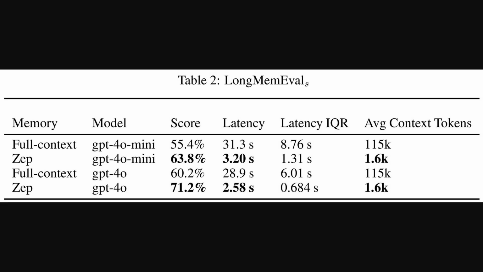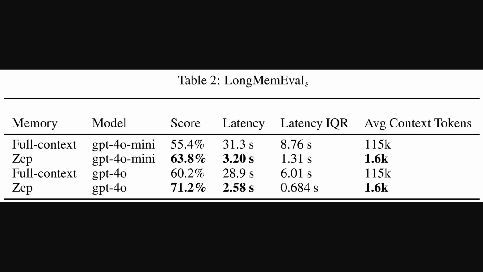But the researchers felt that DMR benchmark was a bit limited, especially for real-world enterprise-type tasks. So they also tested ZEP on a new, more challenging benchmark they created, called Long Mem Eval. This table shows those results. Here again they compare ZEP against just feeding the full conversation context to the model, using both GPT-4o mini and the full GPT-4o. And, well, you can see ZEP gives a really nice boost in the accuracy score for both models. But look at the latency and context tokens.